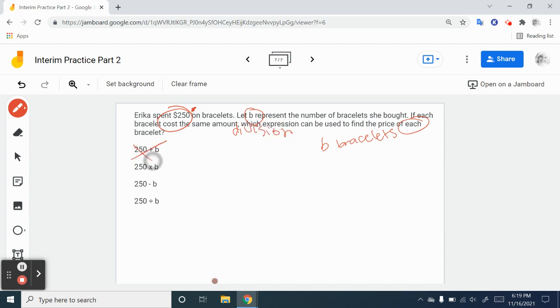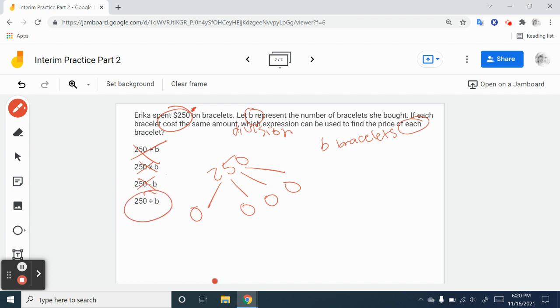So it's not going to be this one, because that would be if she spent $250 and then also bracelets, which doesn't make any sense. This would mean that she spent $250 on each bracelet and got B bracelets, and that's not what makes sense. This would mean like she started with 250 and then she took away a bracelet. That doesn't make sense. But this one, she spent $250 and she's trying to figure out the cost of each bracelet. So it'd be like she has a bracelet here, here, here, here. Here's $250. She's trying to figure out how much each bracelet cost. That's division. So that one makes sense.